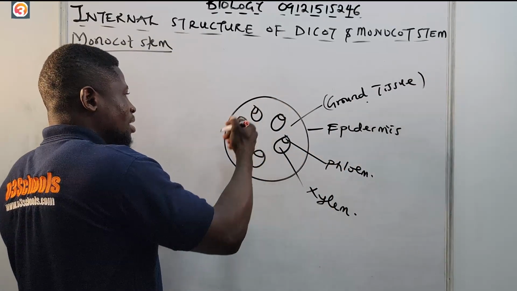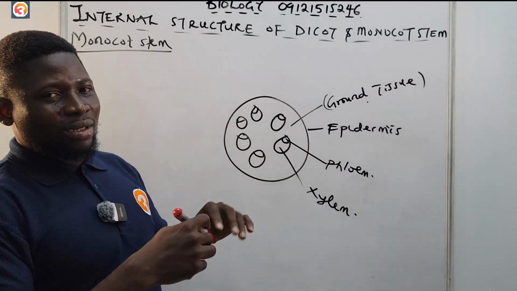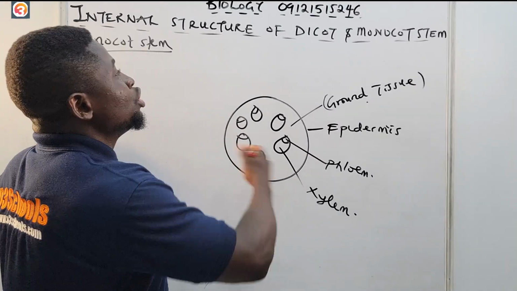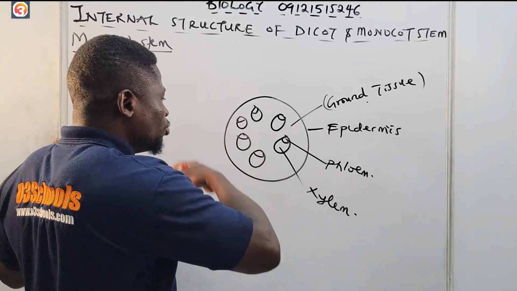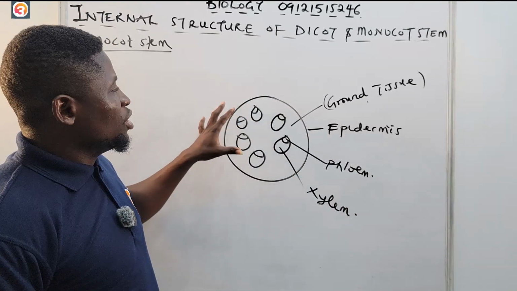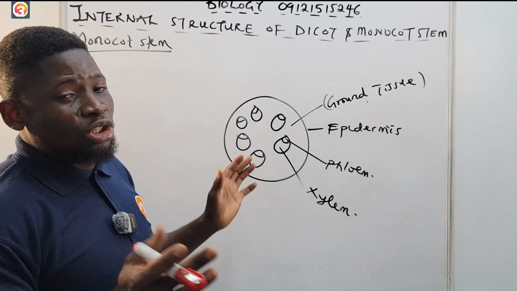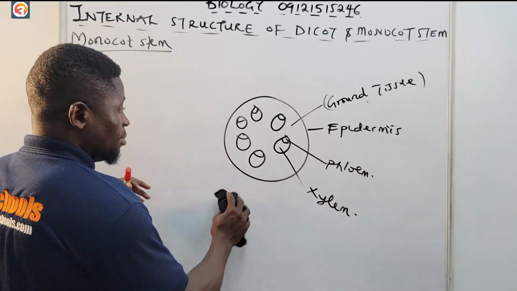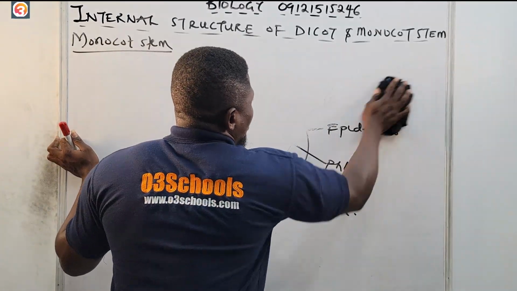It is surrounded with a lot of parenchymatous cells, or parenchymatous sheath, surrounding the monocot stem. So this is just the simple representation of the monocot stem. Let's quickly see the parts. We are familiar with most of them. Number one is the epidermis.